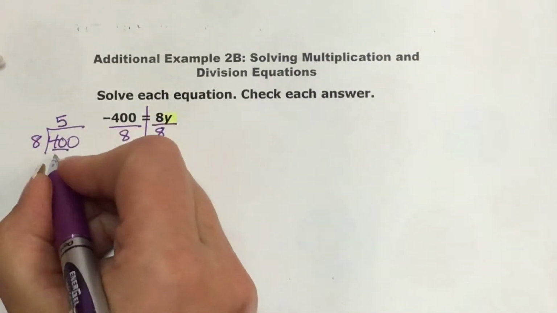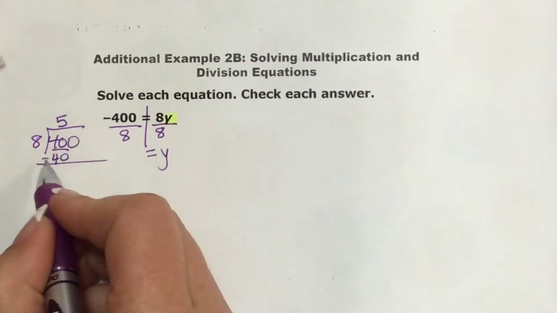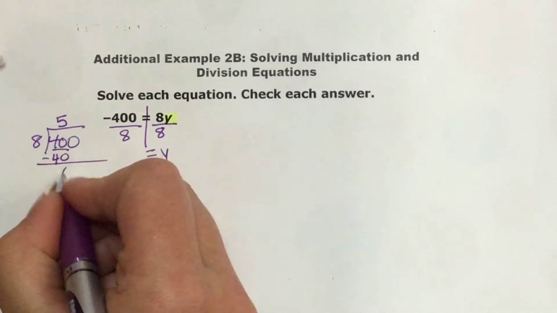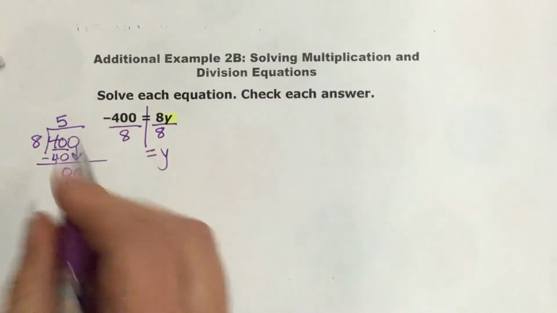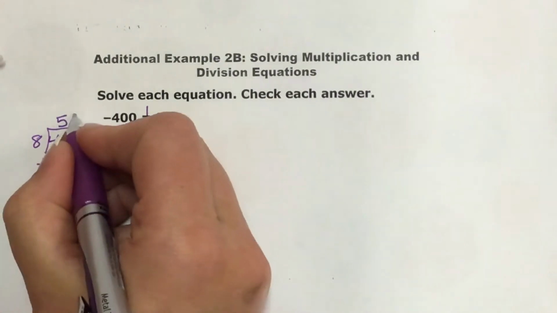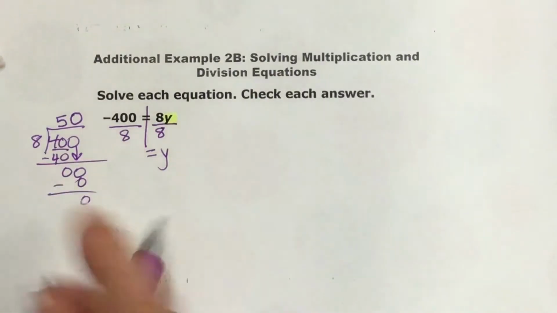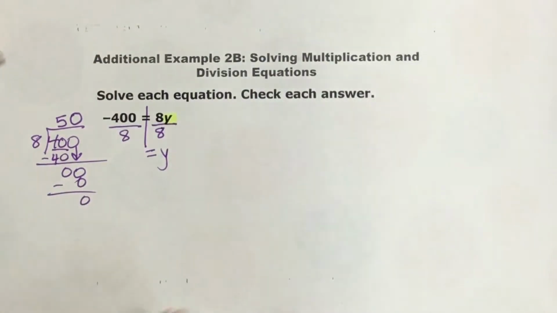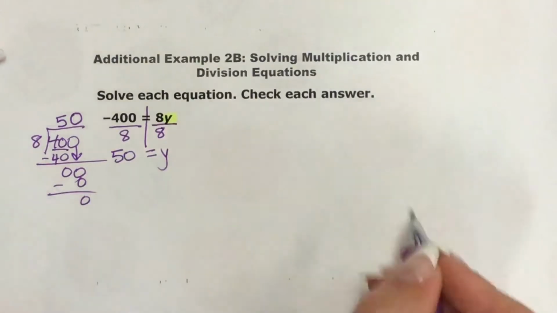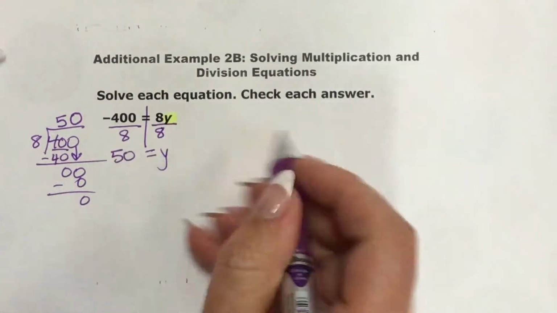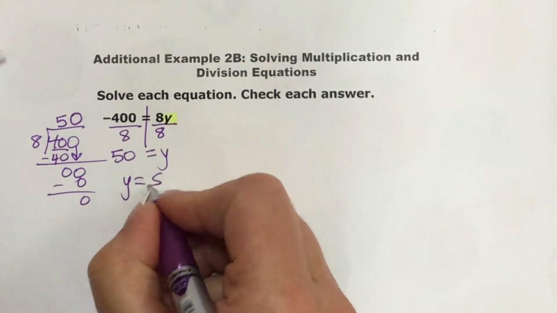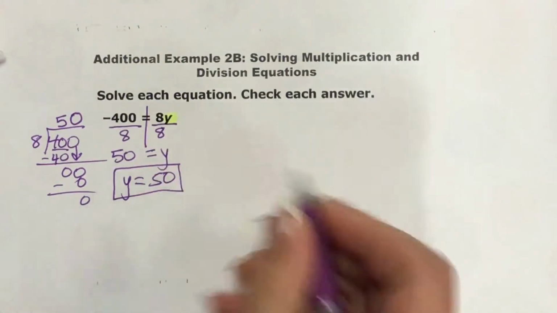Then 5 times 8 is 40. Just do a little subtraction. 40 minus 40 is 0. Then you drop this 0 down. Does 8 go into 0? No, it does not. So you put a 0 there. 0 times 8 is 0. And there's no remainder. So the answer is 50. And so that is what y equals. Now, I always like to write the y on the left side. So y equals 50. That is the answer.